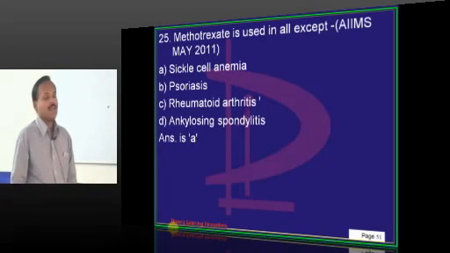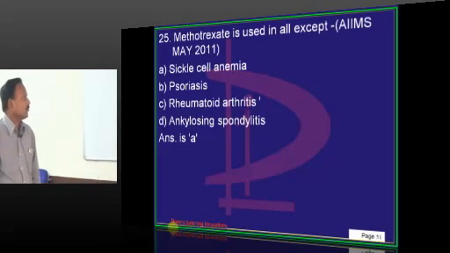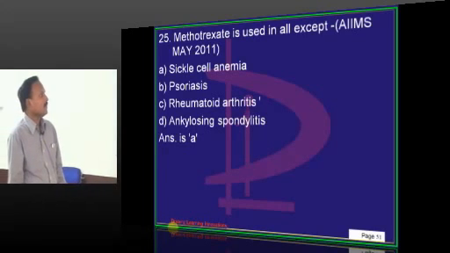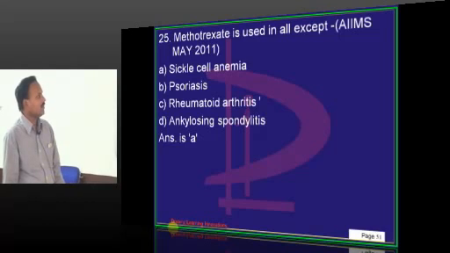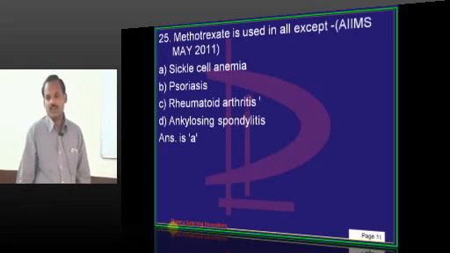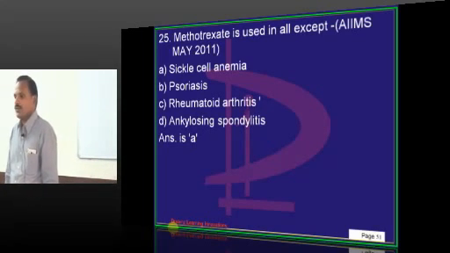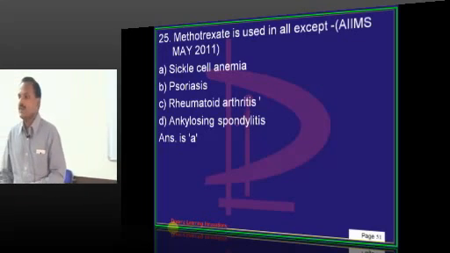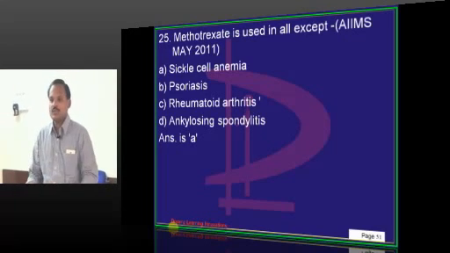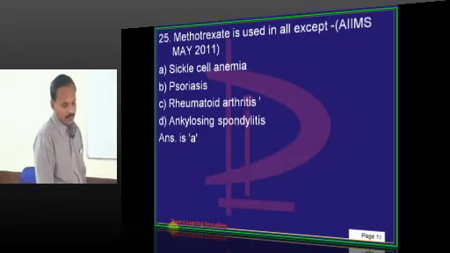Methotrexate is used in all except: sickle cell anemia, psoriasis, rheumatoid, ankylosing. In psoriasis, rheumatoid arthritis, ankylosing spondylitis, it is used. Sickle cell anemia is the condition where in the beta globin chain of hemoglobin, instead of glutamic acid, there is valine. So, that we cannot change with methotrexate. So, methotrexate has no role in sickle cell anemia.